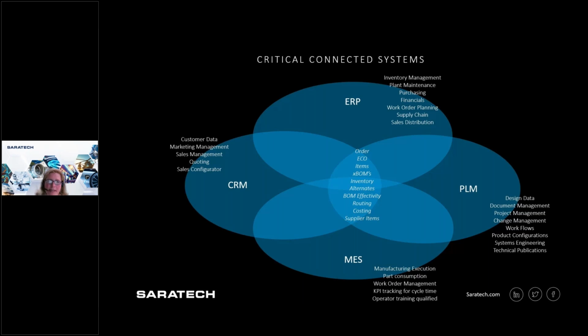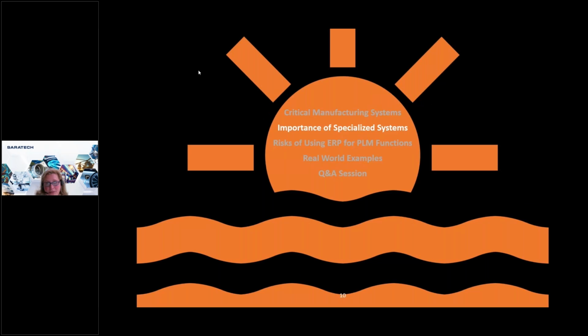So you can see there's some overlap here too. Maybe ERP says, hey, I have a PLM module, or I have an MES module, and someone says, hey, we have a homegrown system we can use. So let's talk about the importance of specialized systems.